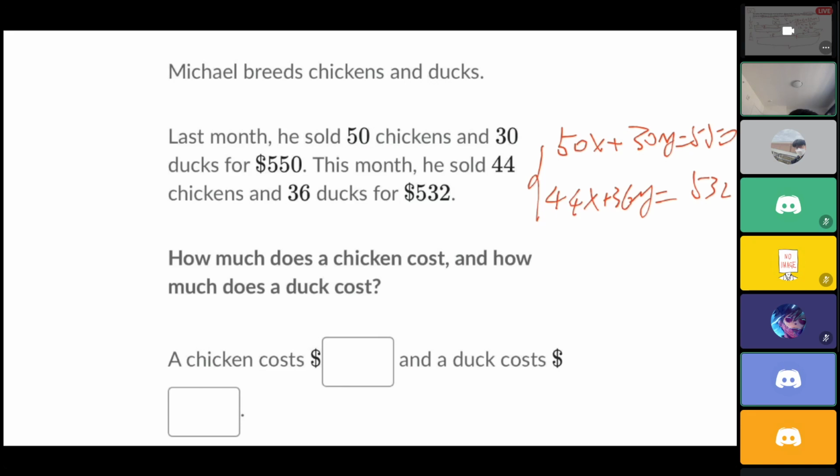And I minus the first equation minus the second equation equals 4x equals 32, and x equals 8, and then I put 8 in the first equation, so it's 40 plus 3y equals 55, and then 3y equals 15, and y equals 5. Good job. Very nice.